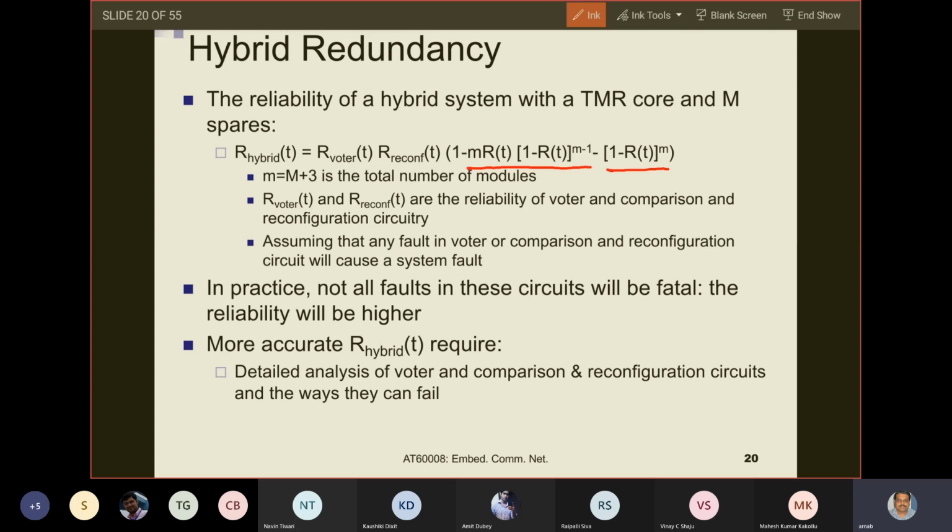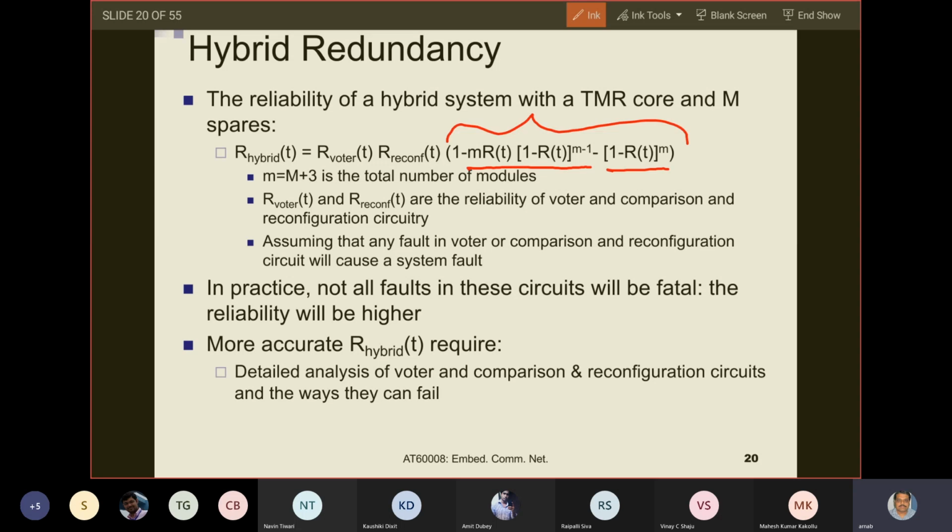And 1 minus RT to the power m is the probability that all m modules will fail. Sorry, all m modules will be working correctly. So 1 minus of m into RT, this whole thing, what is this one telling me? This is the probability for the cases that at most one module is failing. Either all modules are working correctly or one but all modules are working correctly.